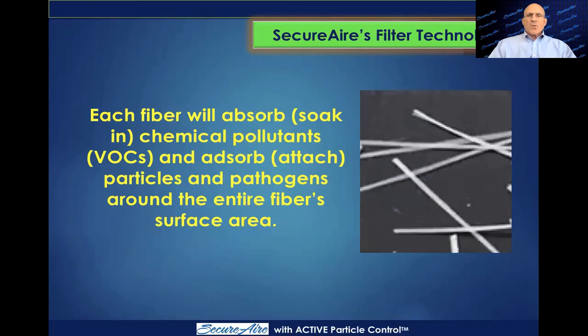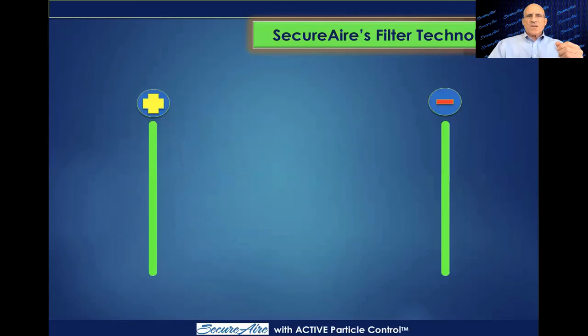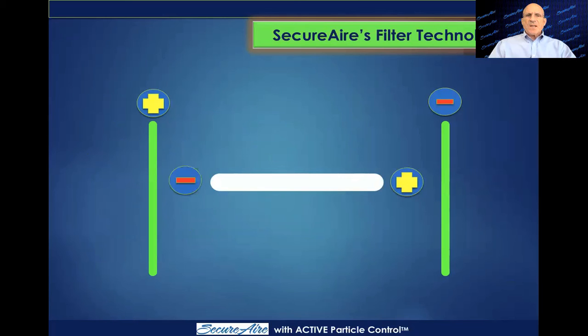Each fiber will absorb chemical pollutants, the VOCs, and it'll adsorb or attach particles and pathogens around the entire surface area. It kind of looks like this. So imagine there's a fiber. It's being pulled between the minus and the plus grid, and eventually it becomes kind of polarized, as if you were to take a piece of metal and rub it on a magnet. So one end becomes plus and the other end becomes minus. And it's going to be pulled apart. Opposites attract, right? It's going to be pulled and stretched.